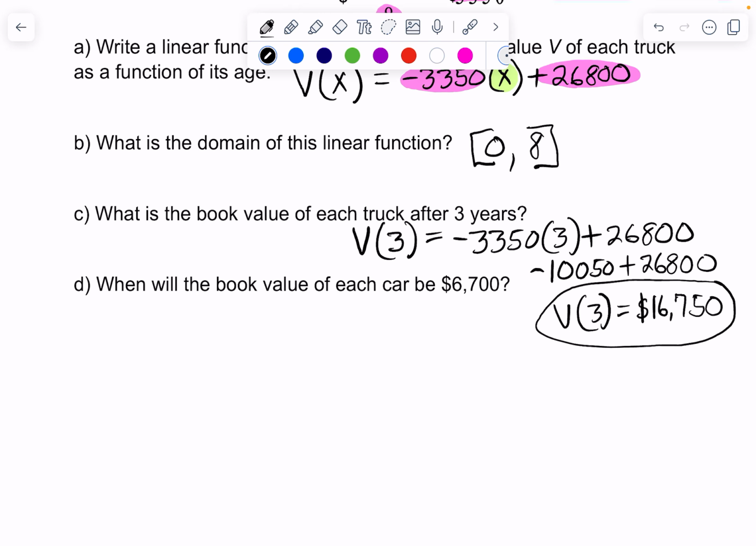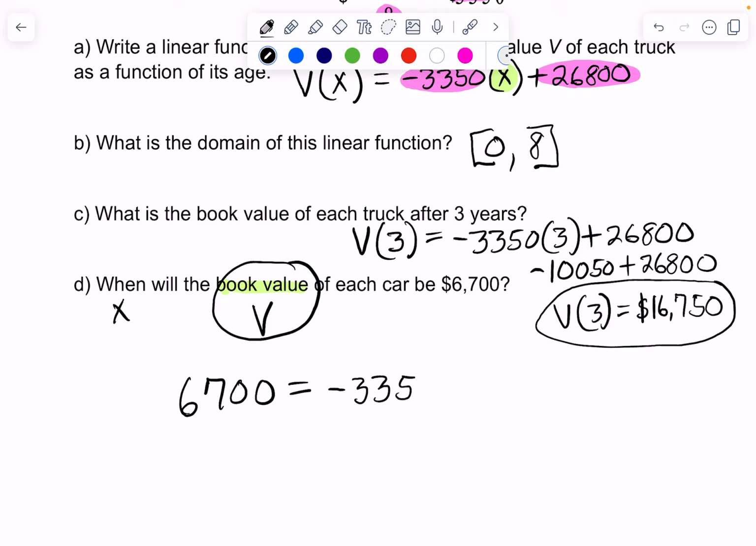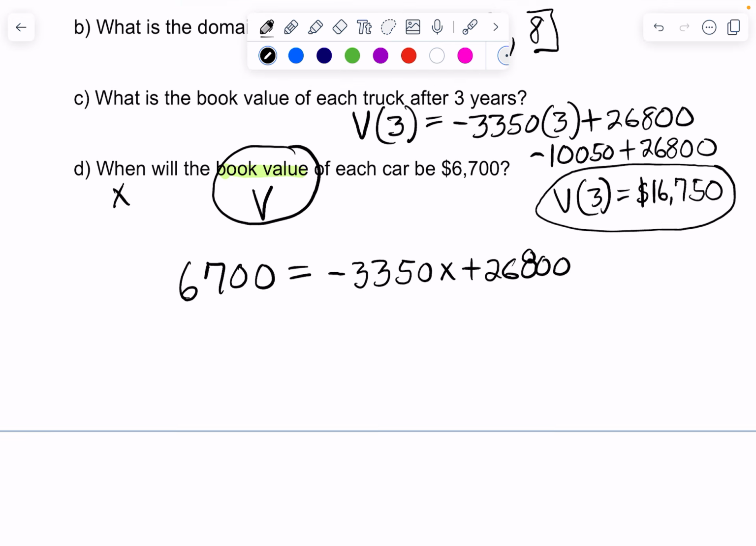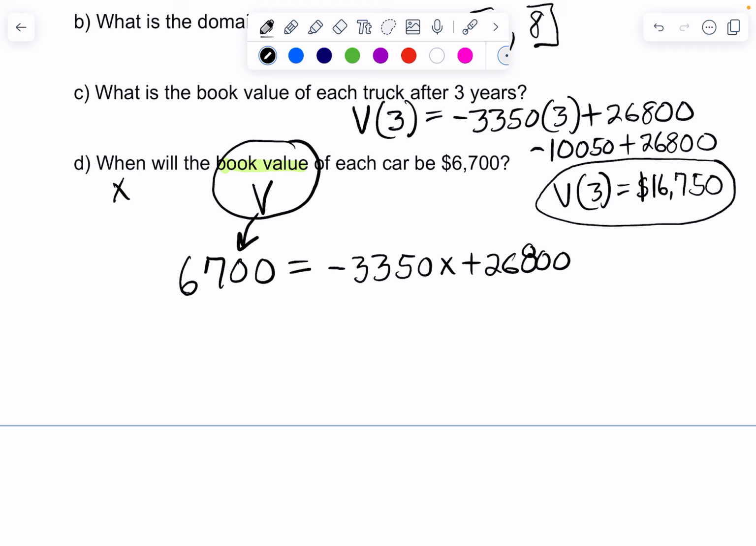Now let's pay attention. What will the book value be? Remember, the book value is the actual V, the value of each car, be $6,700. So the X is when and my book value is V. So when will the actual value, 6,700, be accomplished? I'm going to solve for x in this case because they gave you the value and they're looking for when that value will occur. So we plug in our value of 6,700.